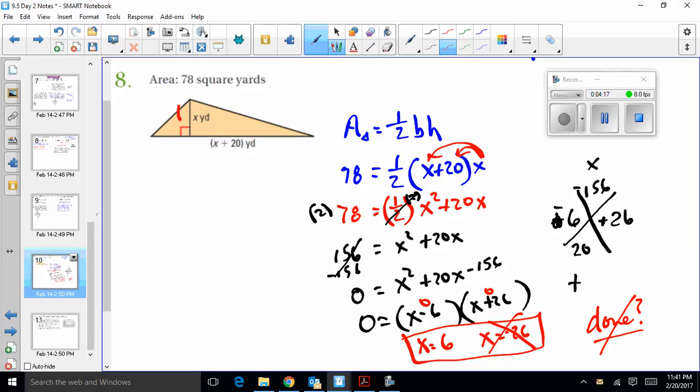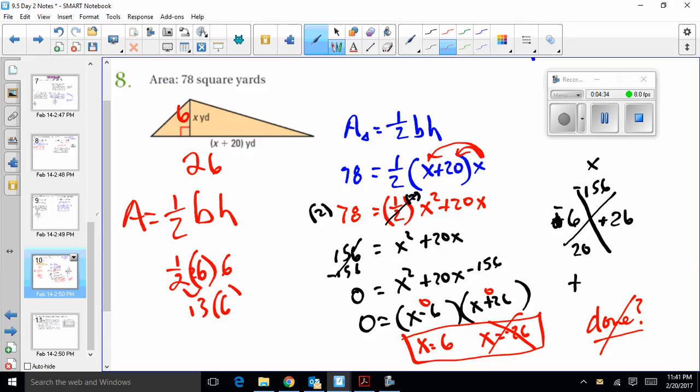So I have 6 here and 26 here. When I plug that in, the area equals 1/2 base times height. 1/2 of 6, I'm sorry, 26 and 6. This is 13 times 6. Guess what 13 times 6 is? Yep, it's 78 square yards. So there you have it. We did it. We figured it out. Let's go on to the last one.